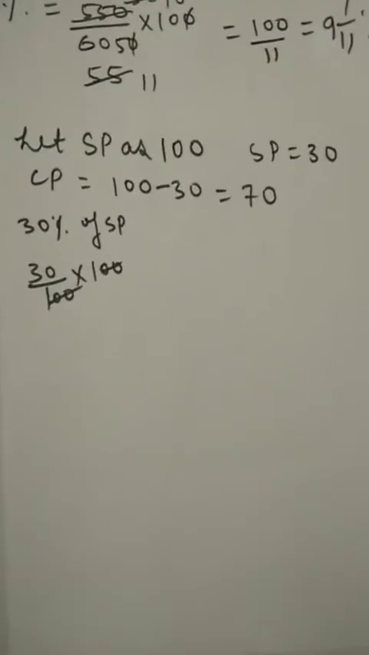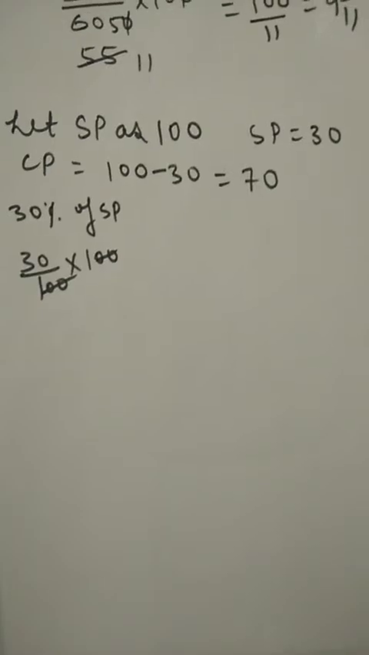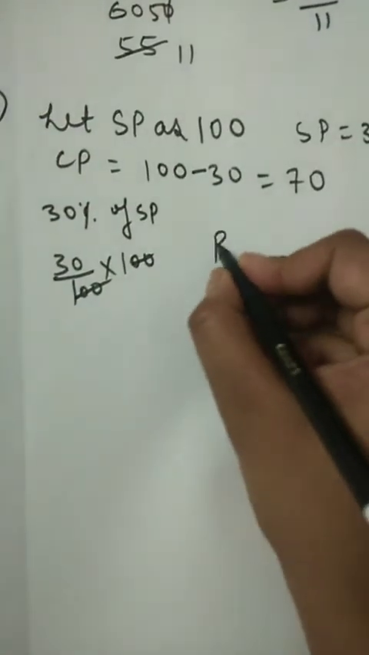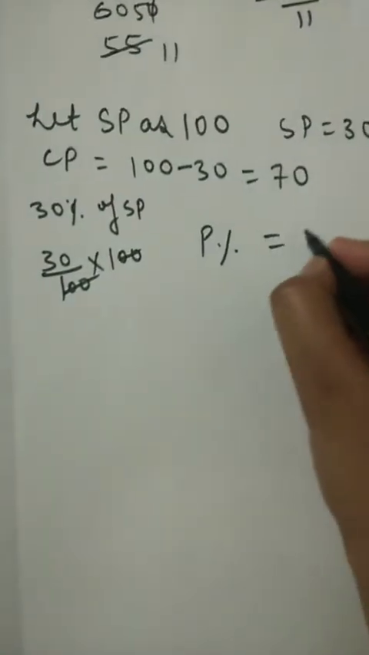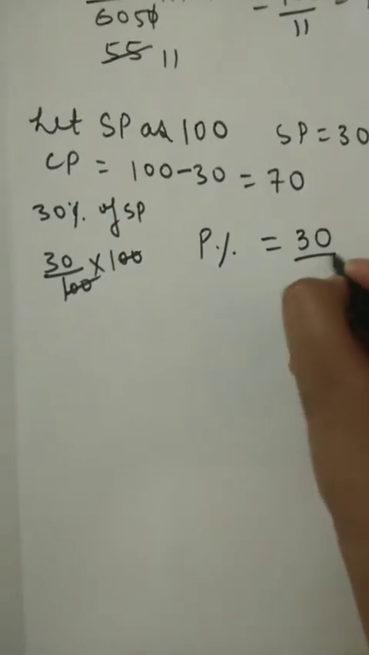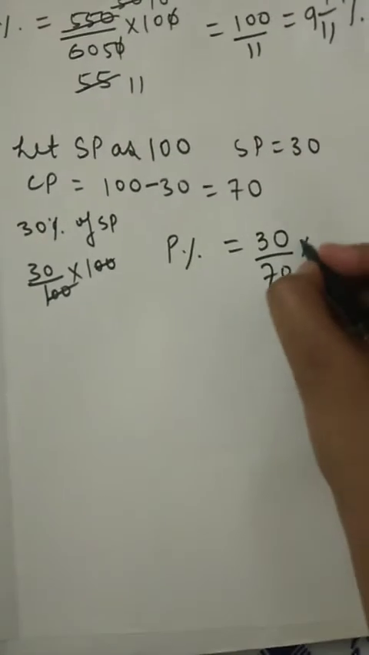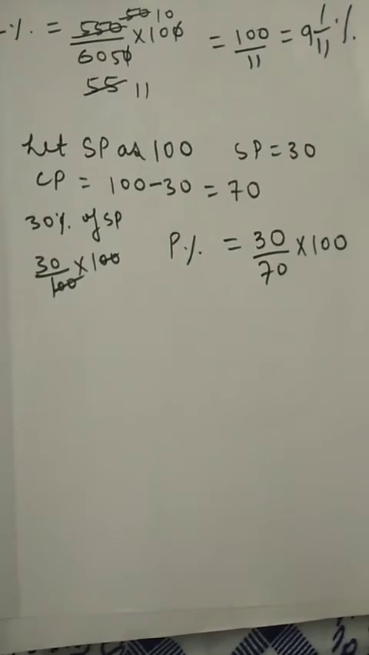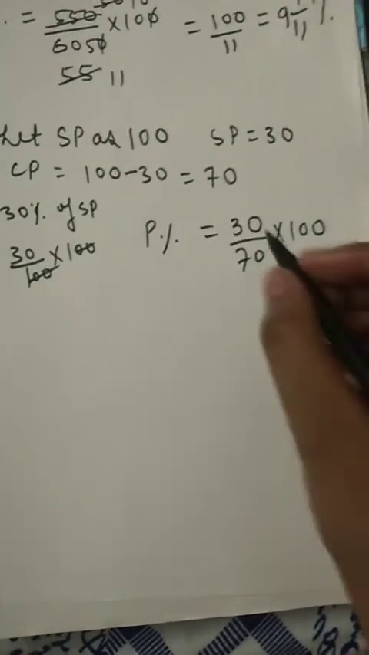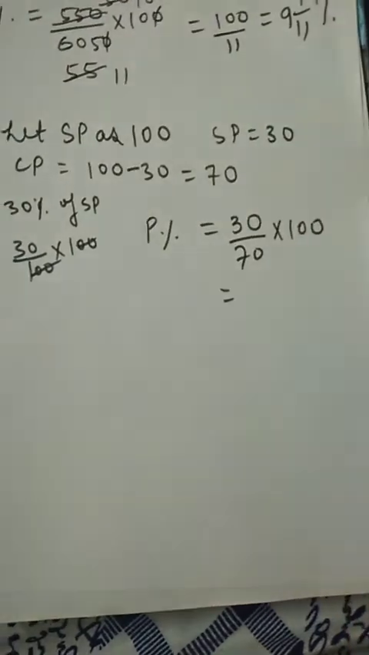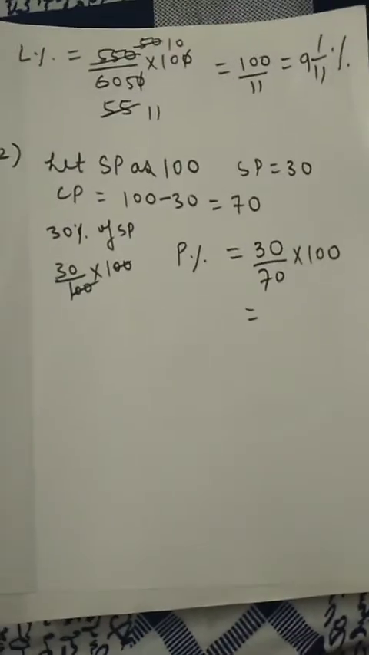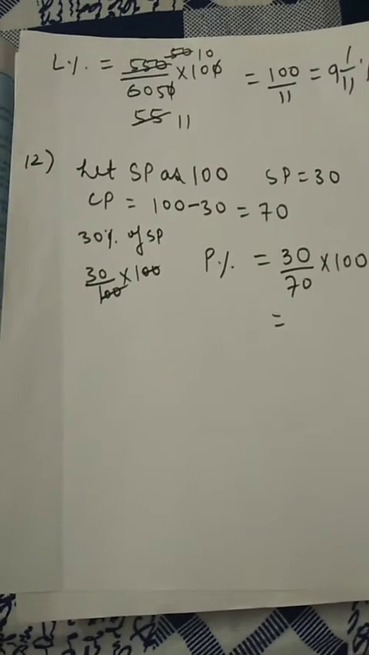Now we have let selling price as 100 and cost price is coming as 70, so we are going to gain. So profit will be 30 upon 70 into 100, which you have to solve by yourself. Just have a look at the question.